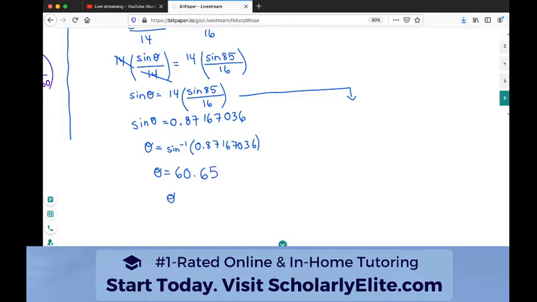Great, and then theta can just be rounded to 61 degrees. I'm going to show you another way to show this. So here, if you've got sine of theta equals 14 times sine of 85 divided by 16, another way to show this is by saying theta equals sine to the negative 1, and then you keep all the stuff as it was.